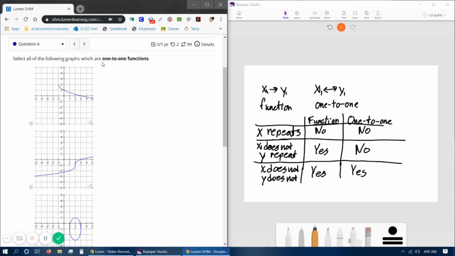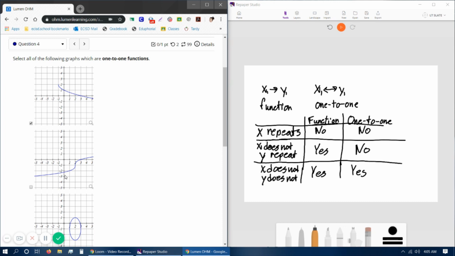Select all of the following graphs which are one-to-one functions. Remember that we can use the vertical line test to look for functions, and the horizontal line test to check if functions are also one-to-one. If a vertical line touches the equation more than once, it is not a function. If a horizontal line touches a function more than once, it is not one-to-one. Only functions can be one-to-one. This graph passes the vertical line test and is a function. It also passes the horizontal line test and is also one-to-one.